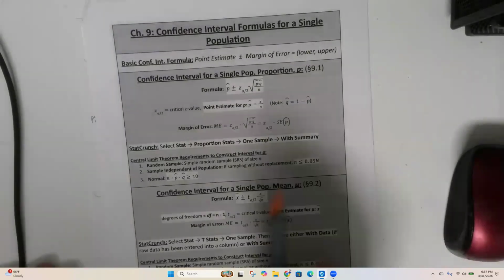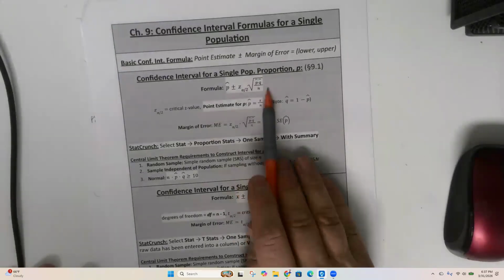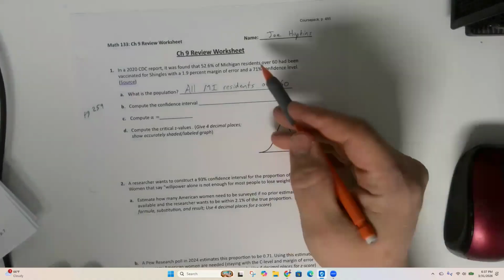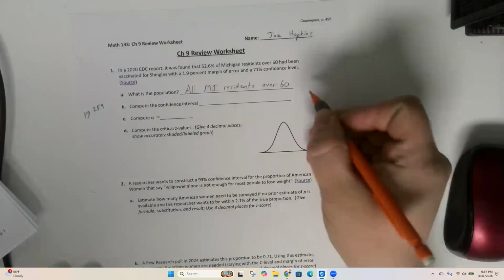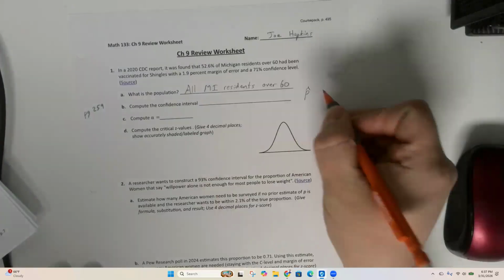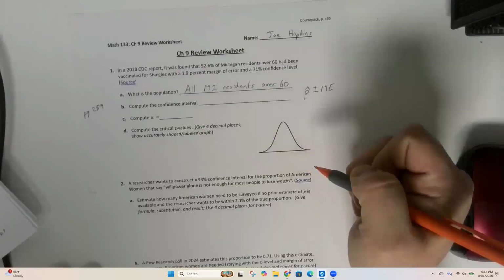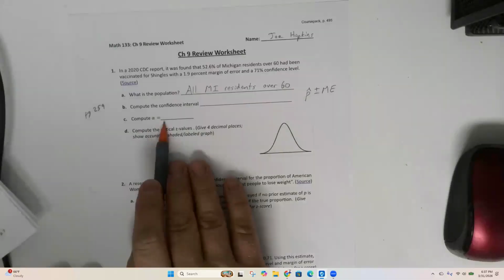So the margin of error is all of this stuff right here with the square root. Well, we don't need that here. For this one, they gave us the margin of error, 1.9%. So if that's the case, you'll just do your center, your point estimate, p hat, plus or minus your margin of error. Compute alpha.